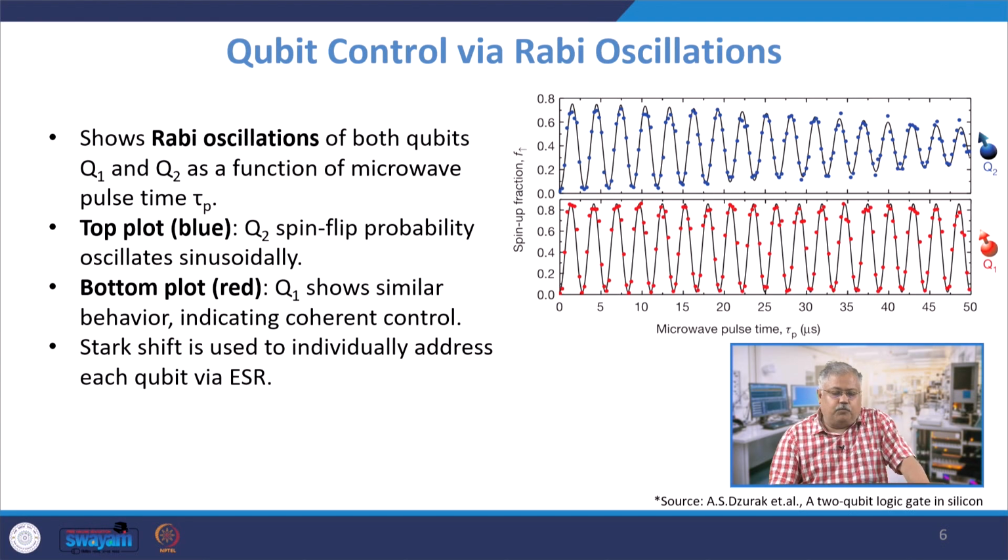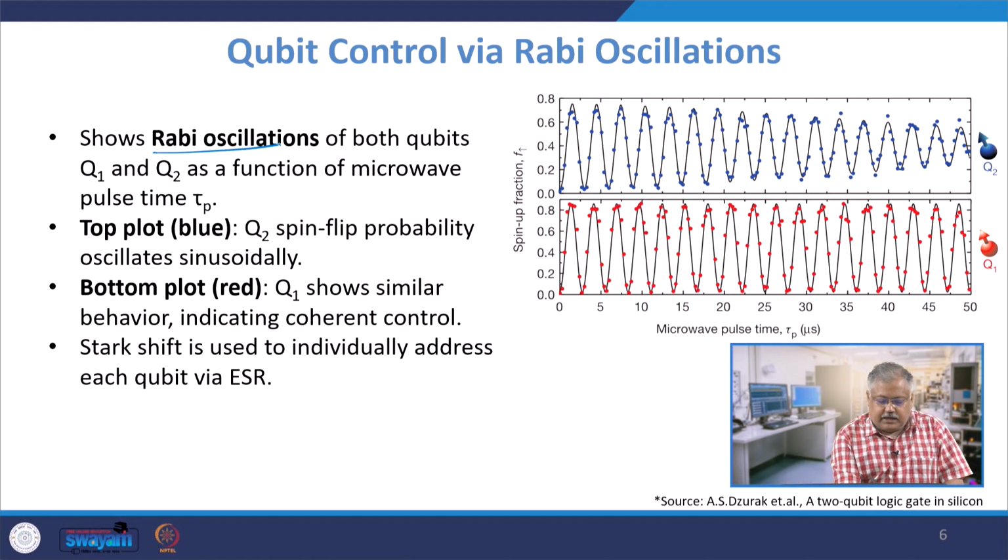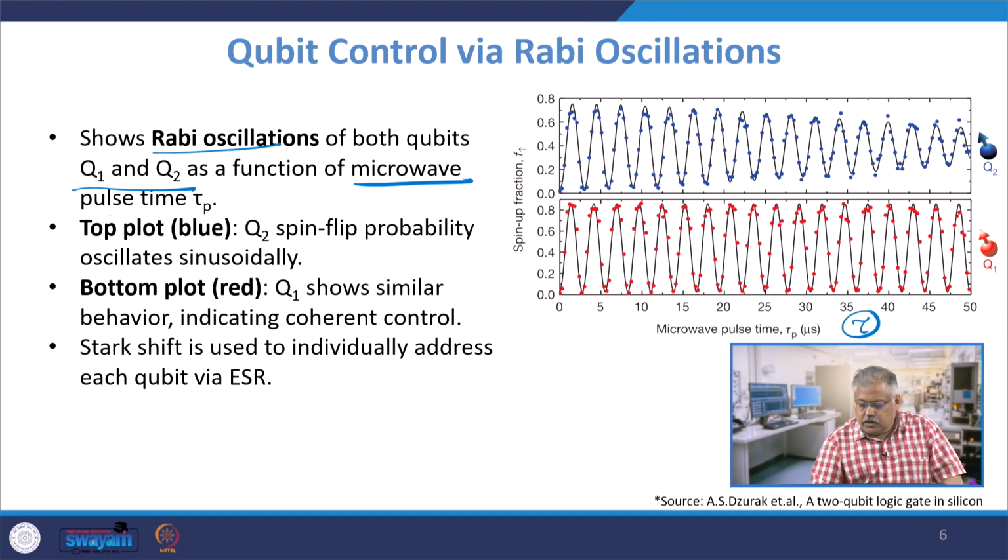Now if I put a microwave pulse on Q1 and Q2, then these are known as Rabi oscillations. When you put a microwave pulse, please understand these pulses are always time varying in nature, going high and going low and then again going high and low, and your spin qubit also matches with the spin of the microwave pulse, and that is the reason you see Q1 and Q2 are both oscillating in a manner. This is known as Rabi oscillation, and this is for both Q1 and Q2 as a function of microwave pulse time. So this is tau, the pulse time.